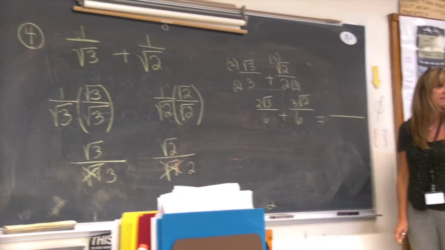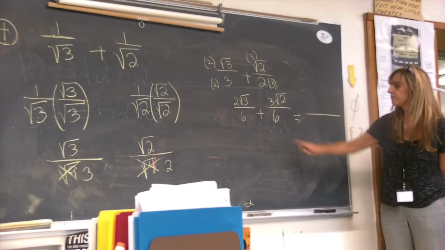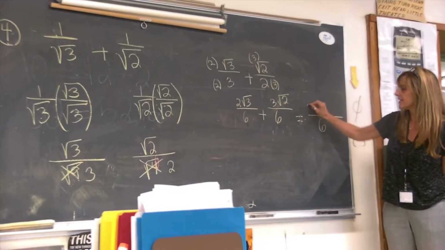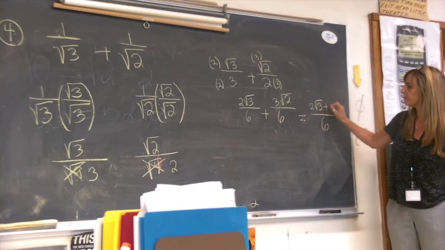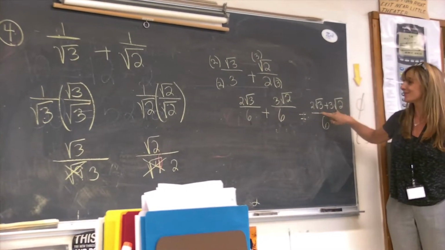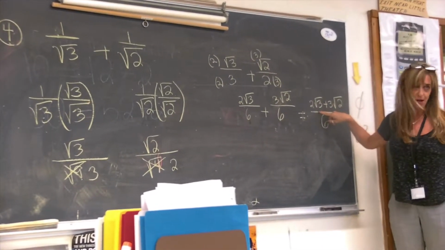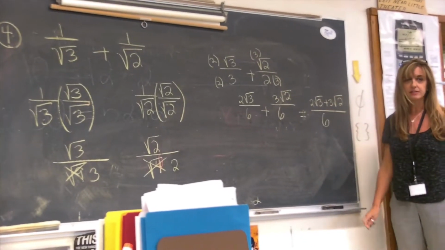Did I lose anybody? Everyone's good? So the denominator stays 6, and the numerator, 2 rad 3 plus 3 rad 2. Can I add those together? No, because they're unlike rads.